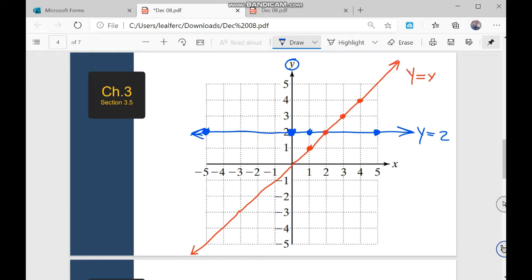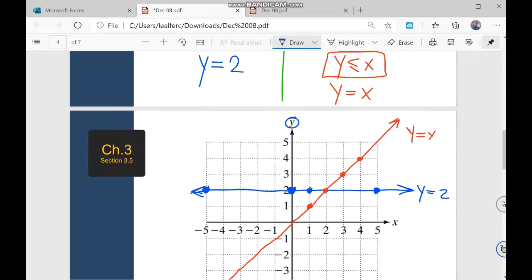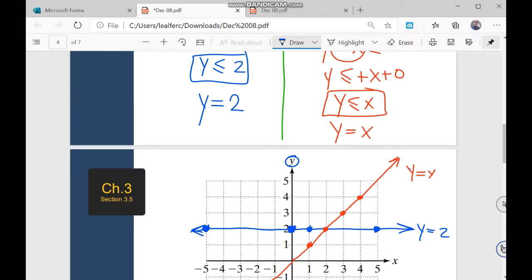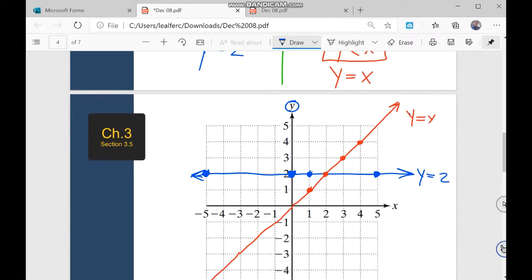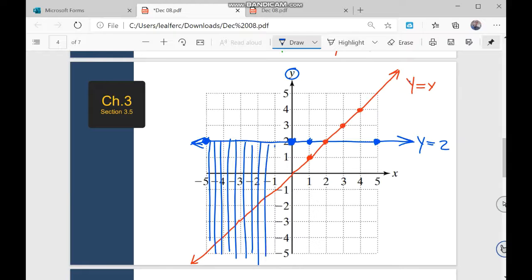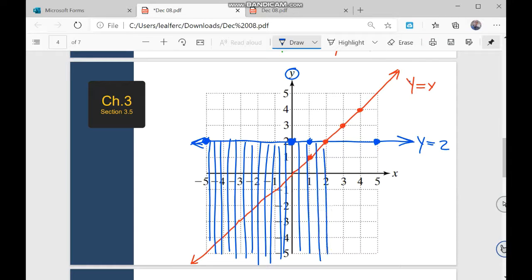The last step is the inequality going to be less or equal than 2. If it's less than, we will shade below the line. Less than, we shade below the line, right? So the inequality is less than. We will shade everything here below the line.